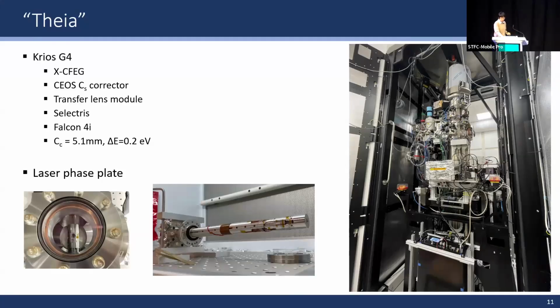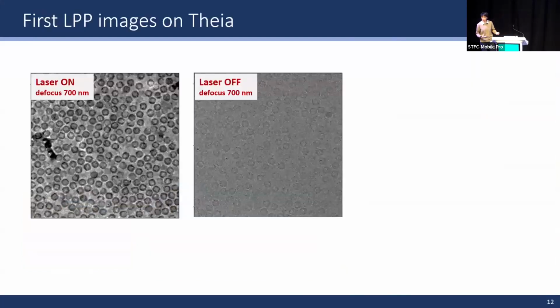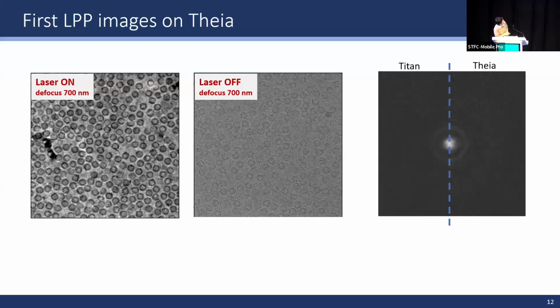I'm really excited to share with you that as of 5 days ago, we have been producing phase contrast images on this new microscope. This is, again, apoferritin just for characterizing our system, and a comparison of laser on, laser off. It's probably difficult to tell just from these images how much better this microscope is compared to the Titan. So here I show a comparison of the CTFs, and you can really see that on the Krios the Thon rings go out much further, and we're not losing the high frequency information. With this new instrument, we're really at a point where we can explore the full capabilities of the laser phase plate.